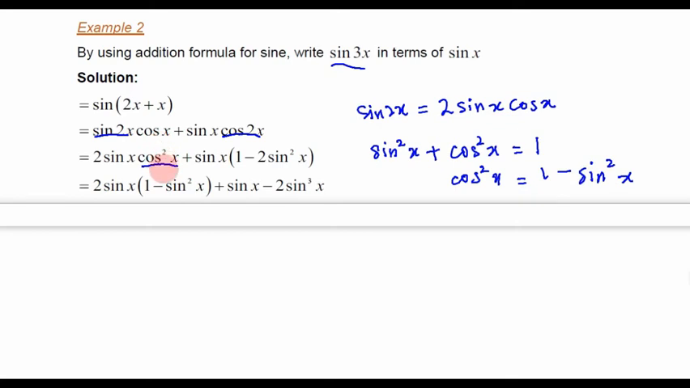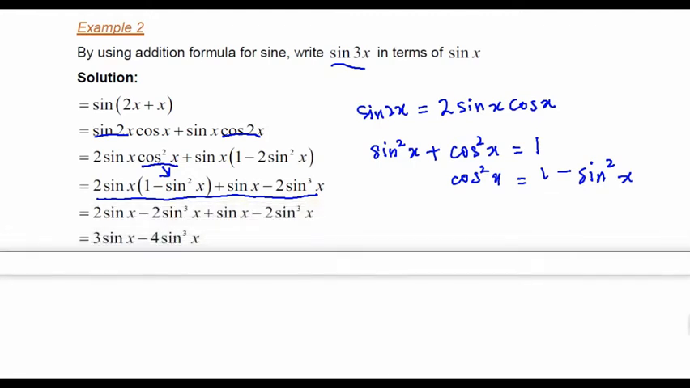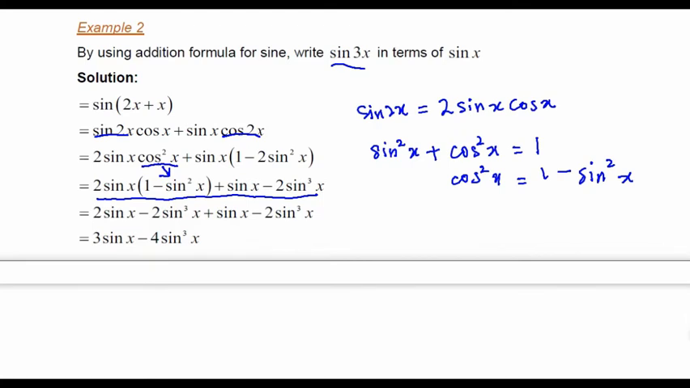So we replace this equation and it will become 2 sine x multiplied with 1 minus sine squared x plus sine x minus 2 sine cubed x. Since all the equation is in terms of sine, we can just expand and simplify the equation and we get 3 sine x minus 4 sine cubed x as the answer for this problem.